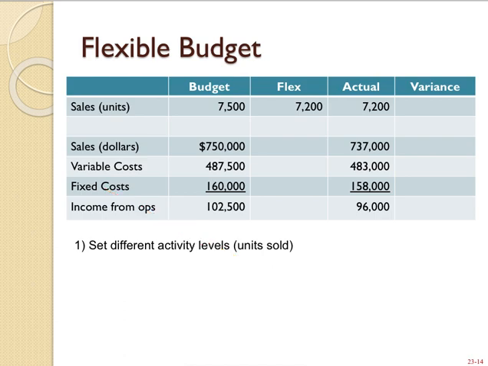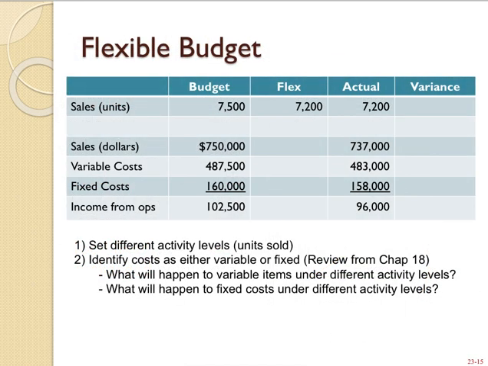So how do we do this? Okay, well, the flexible budget process starts with the first step: we need to set the activity level that we want, so the number of units sold. In this case, we want to flex the budget to meet actual. Okay, so our actual units, we sold 7,200. So for our flexible budget, we're going to set that at 7,200 units. The next step is we want to identify our costs as either variable or fixed. And that concept, again, is reviewed from Chapter 18 to understand how each of these items behave. So if you're not sure of what those terms mean, go back to Chapter 18.